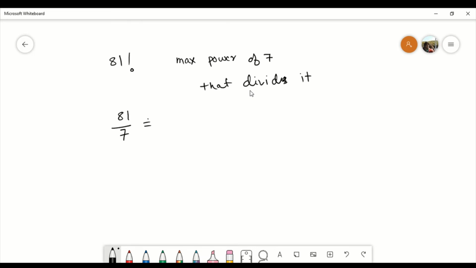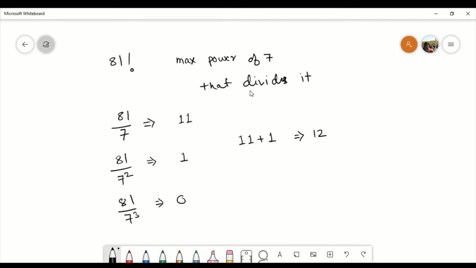So we have to find the integers, and that will give us 11, right? Then we have to find how many 7 squares are in this factorial, which is only 1. Do we have any 7 cubes in this factorial? No. So the maximum power of 7 will be 12. So 12 will be our answer.